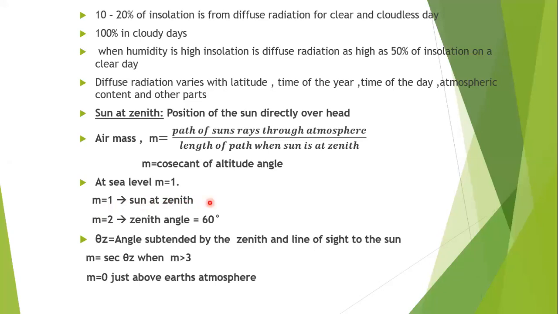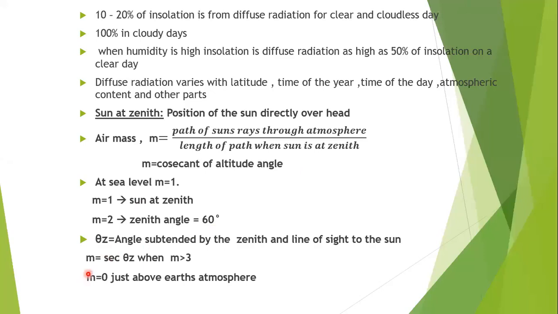If m is equal to 2, then the zenith angle is taken as 60 degrees. Okay, so if it is 1, it means sun at zenith. If m is equal to 2, zenith angle is equal to 60 degrees, where theta z is the angle subtended by zenith and line of sight to the sun.